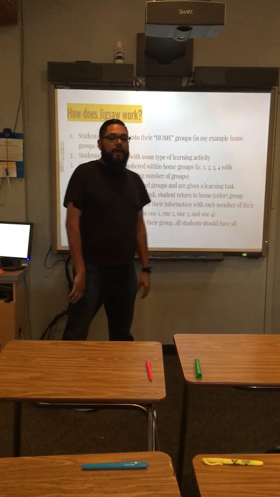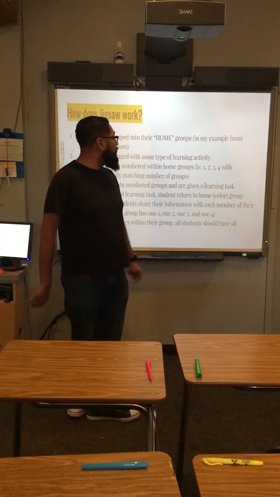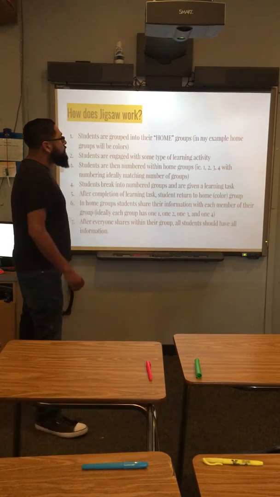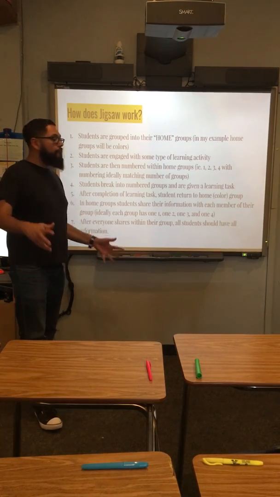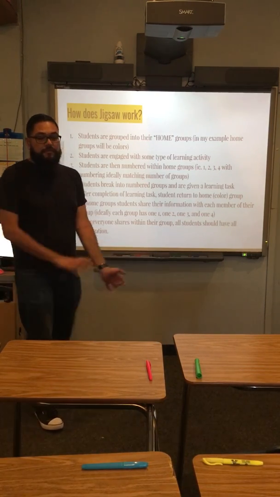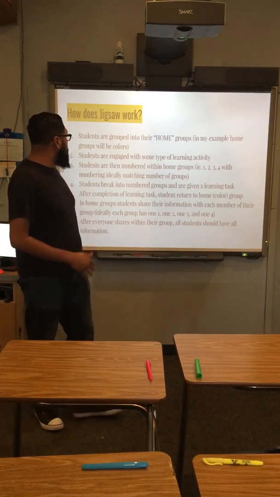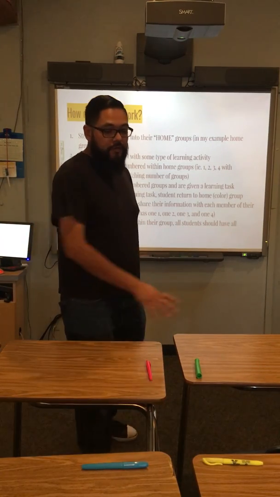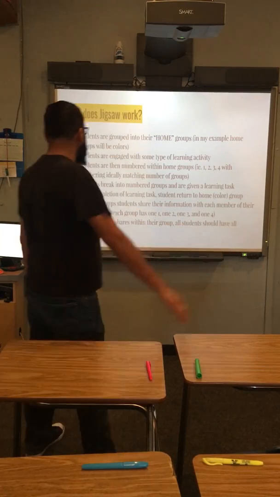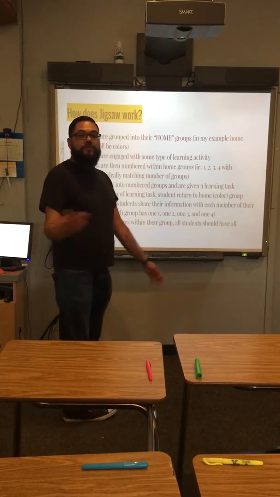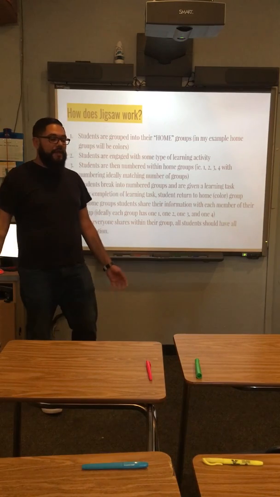Next, I'm going to talk about how the actual Jigsaw strategy works. To begin with, students are grouped into home groups at the beginning of the lesson. So in my example, the home groups are colors. On this desk, they're represented by green, red, blue, and yellow. Next, the students are engaged in some type of learning activity.